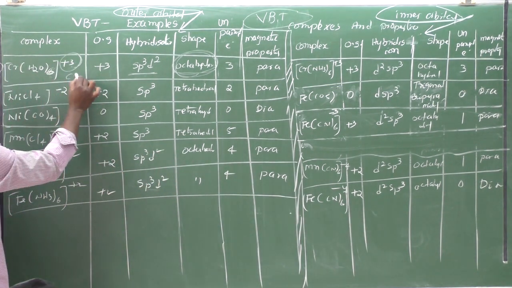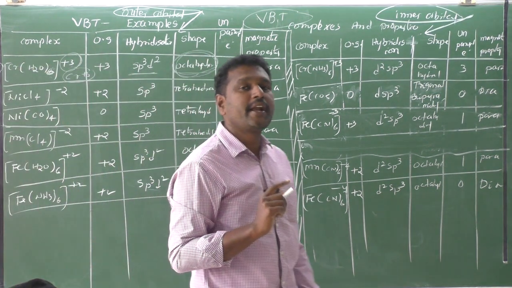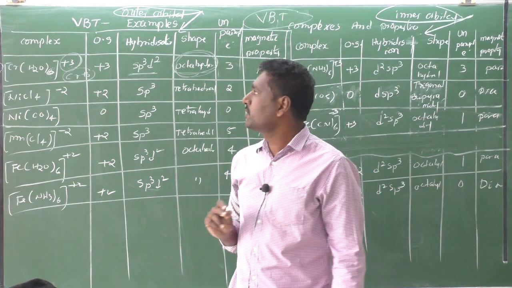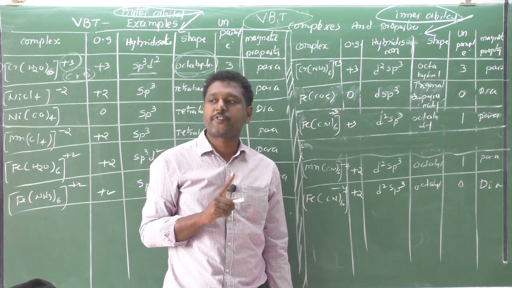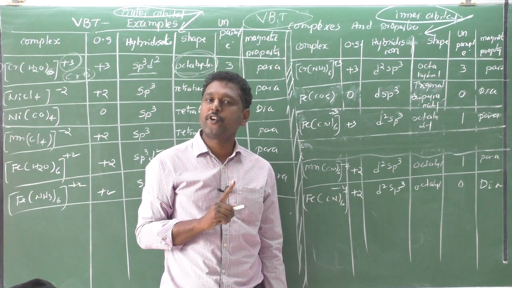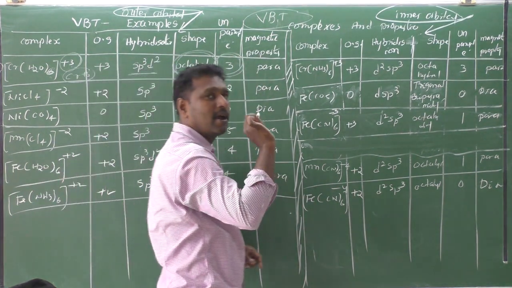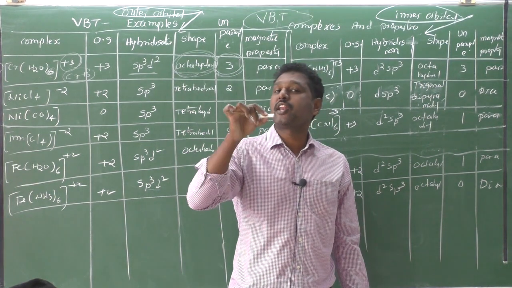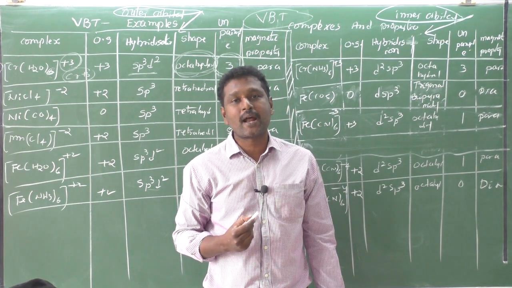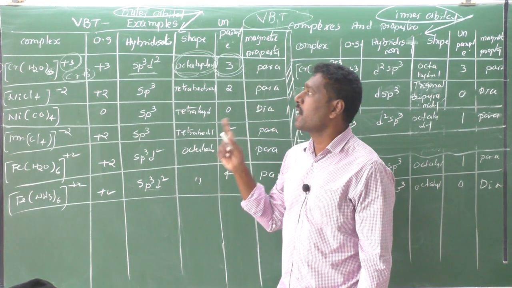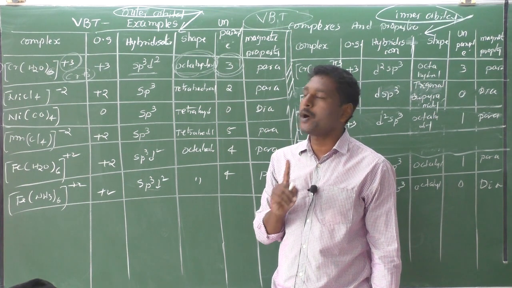After that, chromium +3: how many unpaired electrons are there here? Cr is 3d5 4s1. So 1 electron from the s orbital and 2 electrons from the d orbitals are removed. Therefore, it has 3 unpaired electrons. Due to the presence of 3 unpaired electrons, it exhibits paramagnetism. Is it a high spin compound or a low spin compound? It is a high spin compound.